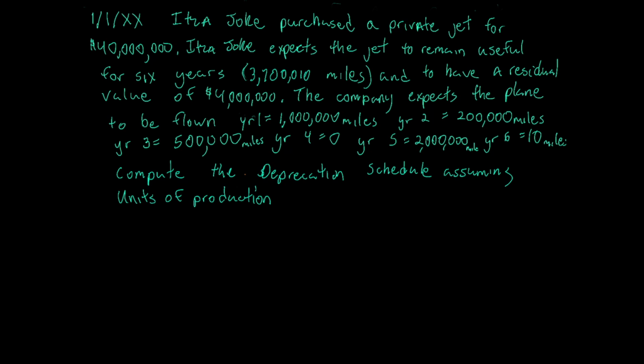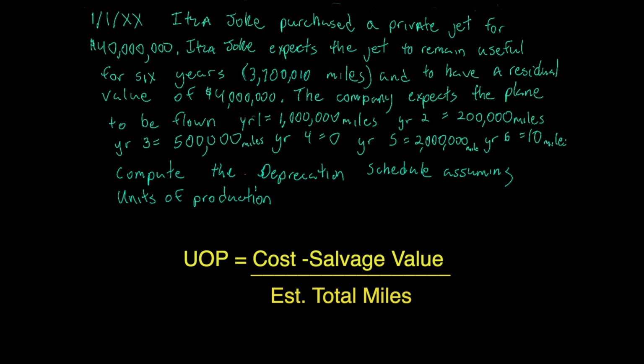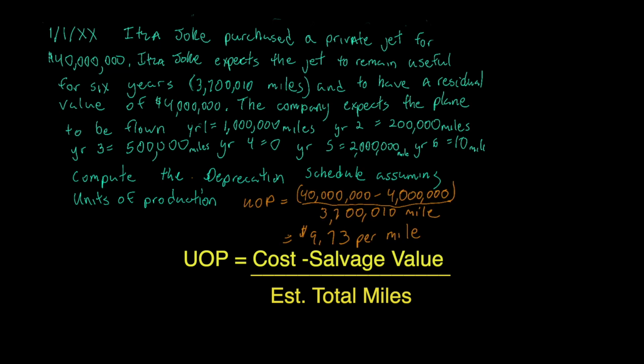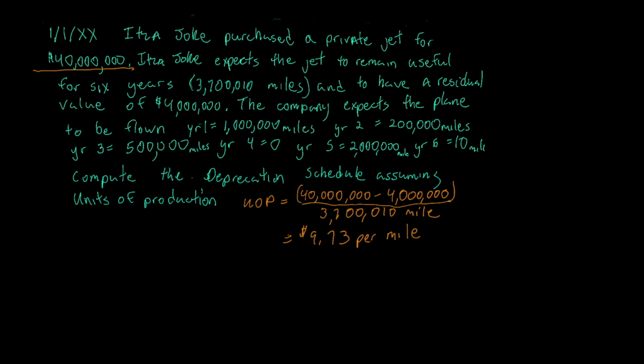So, in terms of the first year's units of production depreciation expense, the calculation is similar to the straight line method, gang. It's simply going to be your depreciable cost, cost minus salvage value, divided by the total estimated units instead of the years. And so we know that our total cost for the plane is $40 million, the salvage value is $4 million, and our total estimated miles is 3,700,010 miles. If we calculate it correctly, that should give us a total of $9.73 per mile.